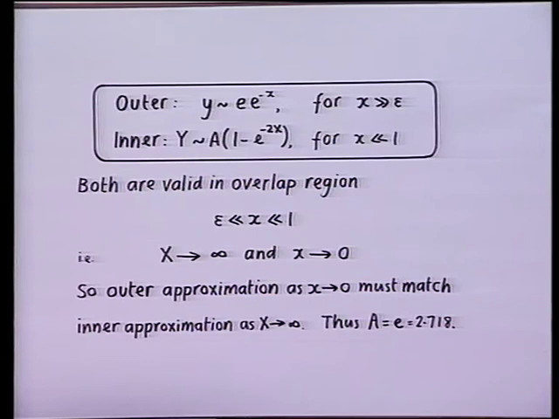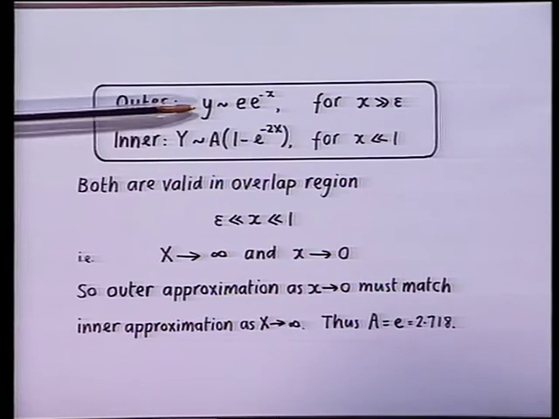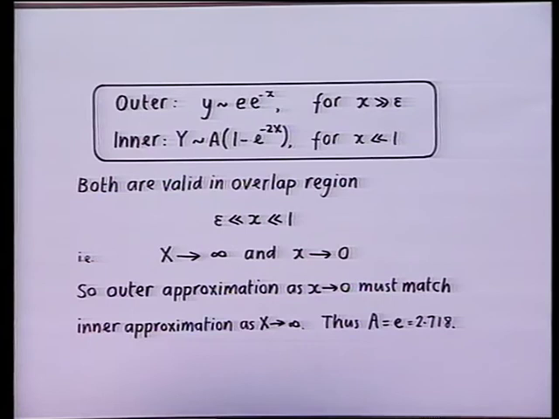Well, the limits are easy. If x tends to zero in this expression, y tends to e. On the other hand, if big X tends to infinity in this expression, then big Y tends to A. And for those two things to be equal, we require that A is equal to e, the exponential of 1, which is 2.718. So the outer approximation gave us something which was good except near the origin. The inner approximation gave us something which satisfied the condition at X equals 0, but still left us with an unknown constant, and the final matching requirement has determined what that constant A has to be.